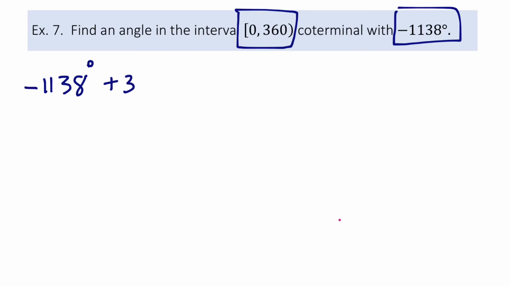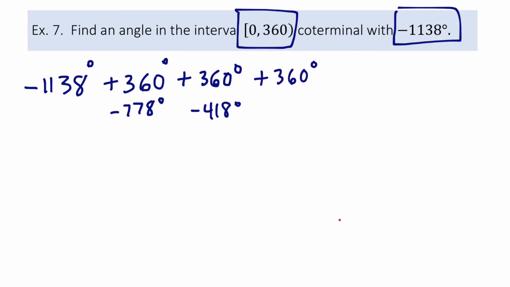So I add 360 to that, and I get negative 778 degrees. Well, that's still not there, so I'm going to add 360 again. I got negative 418 degrees. So I'm still not in the range 0 to 360. So let's add another 360. This time I got negative 58 degrees. So I'm getting closer to being positive, but I'm going to have to do it again. This time I'm in the range. I got 302 degrees. So 302 degrees has the same terminal side as negative 1138 degrees, but it's within one revolution.